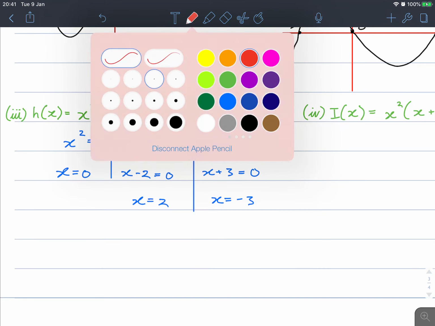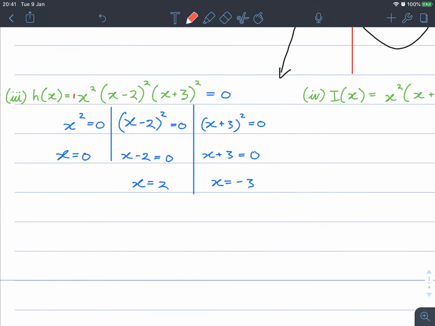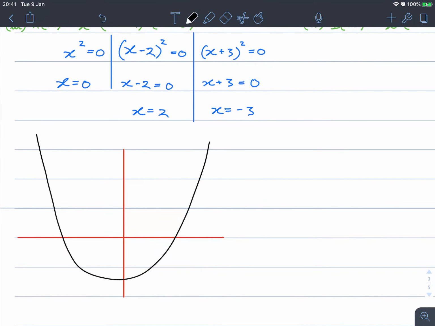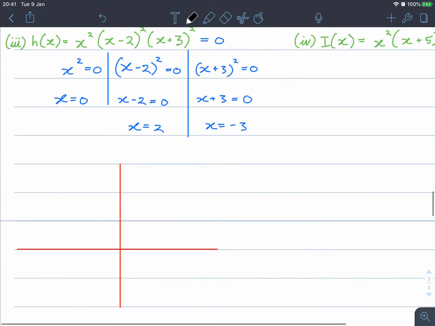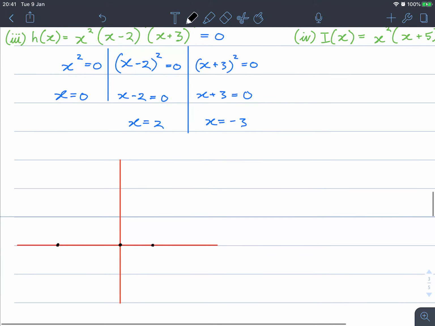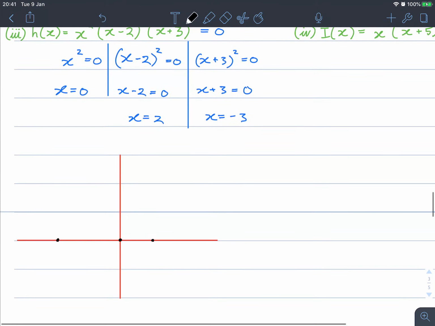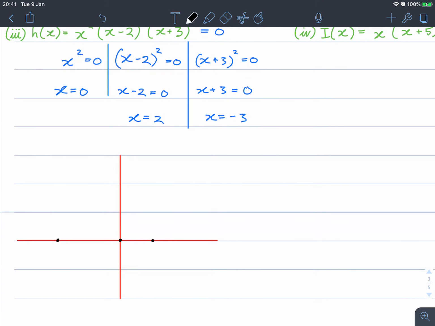So this is degree 6 with a positive coefficient, so this should look somewhat like a parabola because it's an even degree, so it should come out something like this, except it has 3 different roots that are repeating. So we have negative 3, 0, and 2. Just as a reminder, it should look something like this, but if it's degree 6, it should have 5 turning points. So I believe it should look like this.